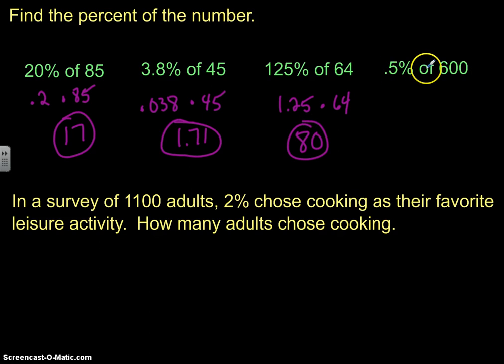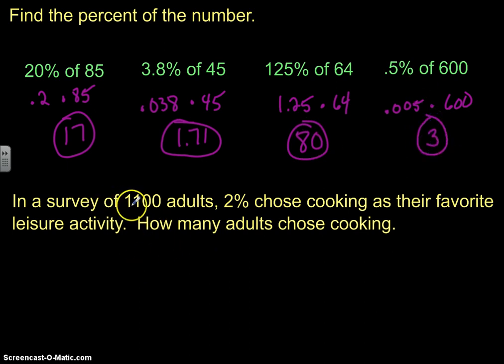Okay, then 0.5% of 600. Well, 0.5%, change it to a decimal, 0.005, or a real number, times 600. Okay, 0.005 times 600. That's going to equal 3, a very small number.